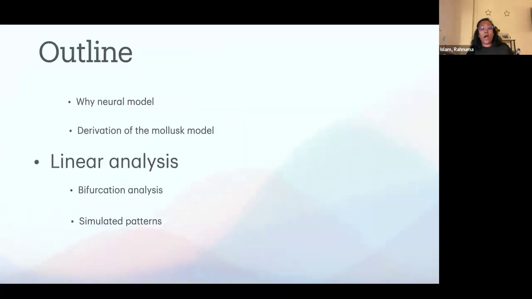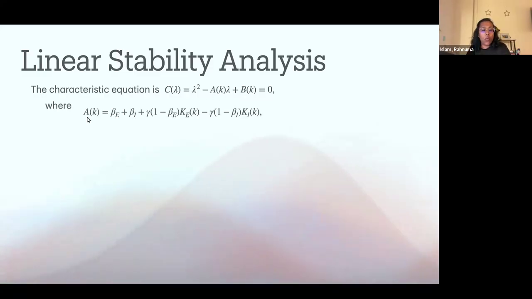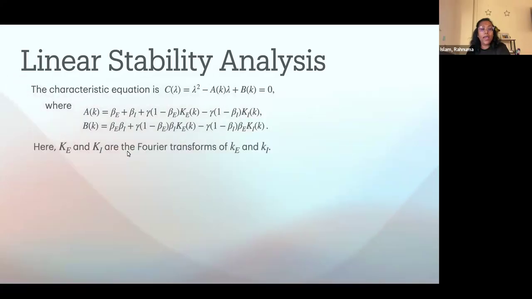So the next thing is that since we want to know when or how the bifurcation actually happens, we want to know when the system gets unstable. So we perform the linear stability analysis, and we get our characteristic equation, where a of k is equal to this equation and b of k is this one. Here, capital Ke and Ki are the Fourier transforms of the spatial kernel that we saw in the previous slide.